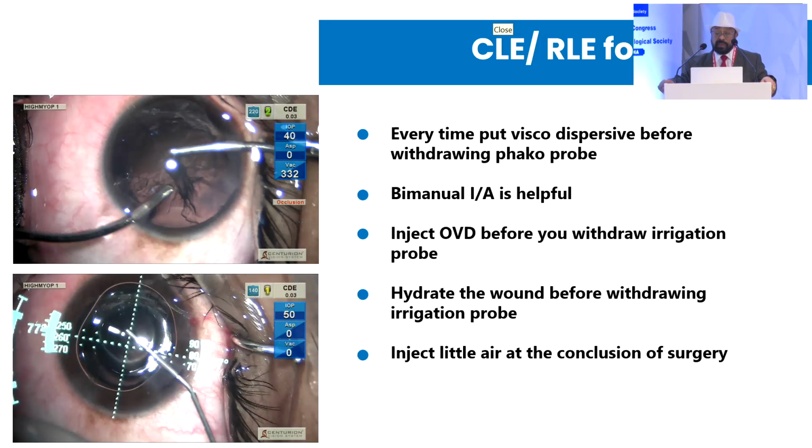The bimanual IA is very helpful. Inject OVD before you withdraw the irrigation probe, and hydrate the wound before withdrawing irrigation probe. And I always put a little air at the conclusion of the surgery so that the anterior chamber is maintained and the lens is pushed a little behind.